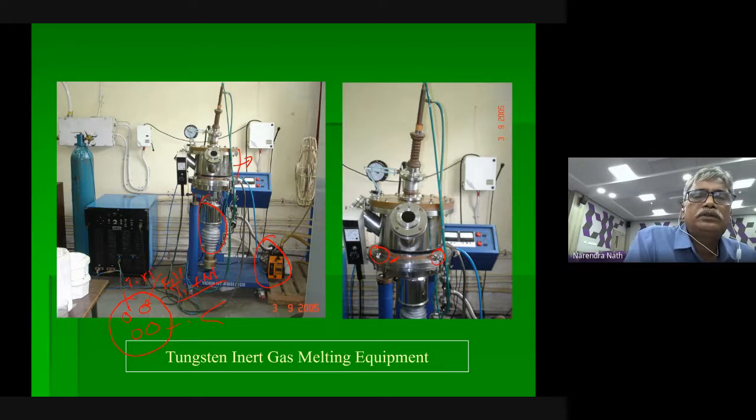Then we allow argon gas of 99% purity, filling the argon gas here. Then again we create vacuum, then again we fill argon, then again we take it out. In that way, 2-3 times, we ensure that there is no atmospheric air inside.